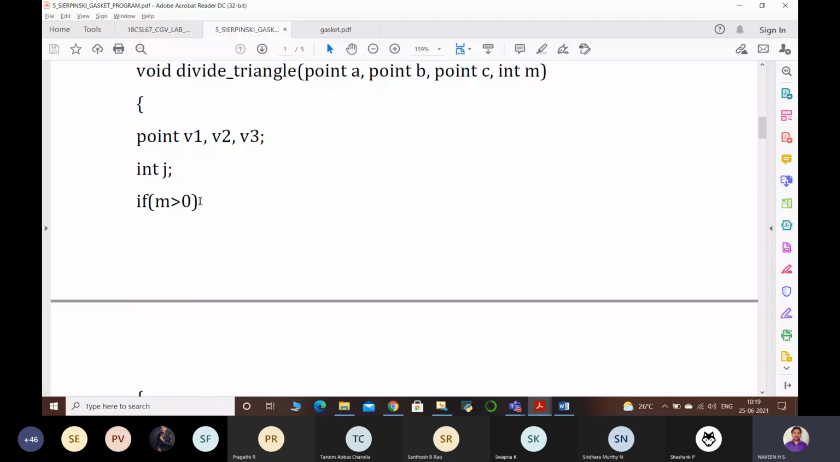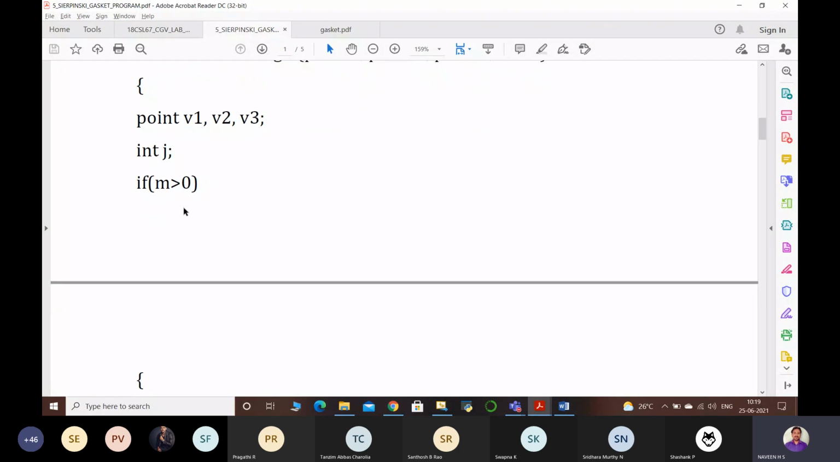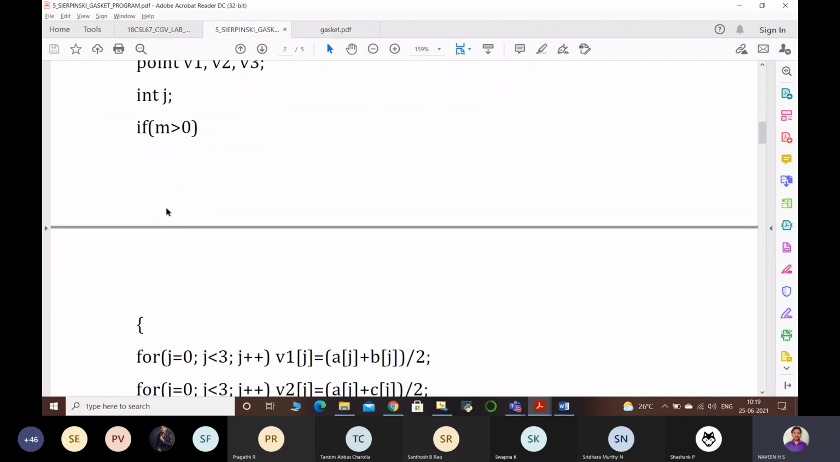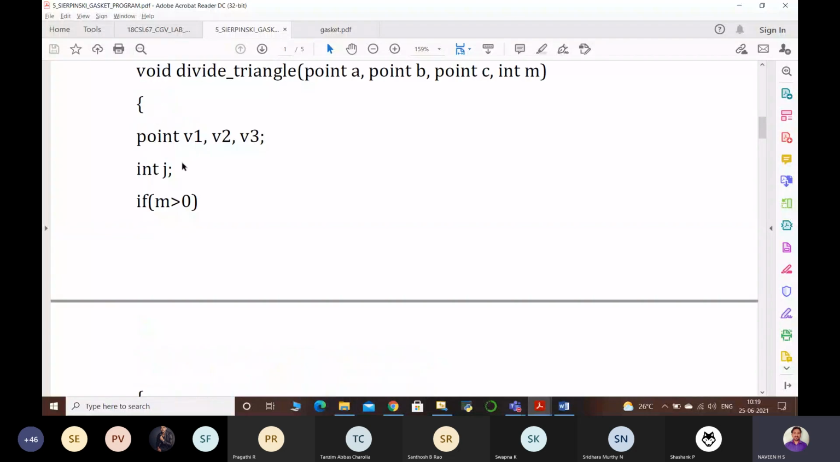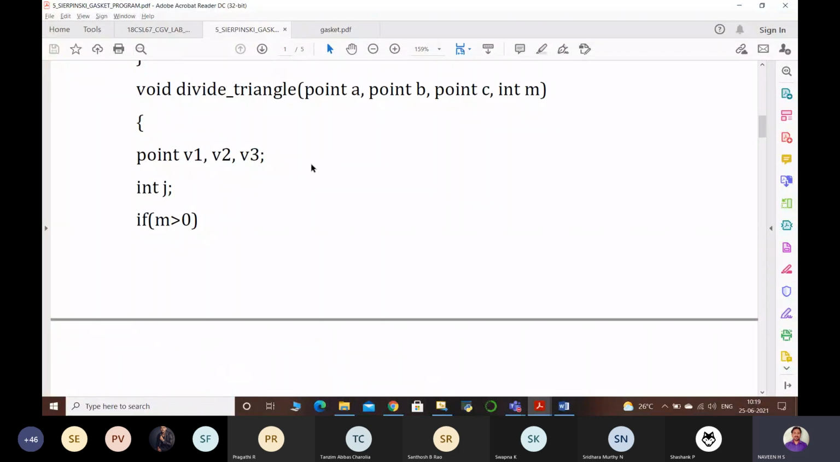If the condition fails, it is going to simply construct the triangle. If the condition is true, if the m value is greater than 0, it means the user, when you run it, will be asked for the number of divisions, right? If you give 0, what will happen? That is the case I have discussed. If you give 0, there is no midpoint calculation. Directly it will construct whatever the ABC values we are passing to this function.